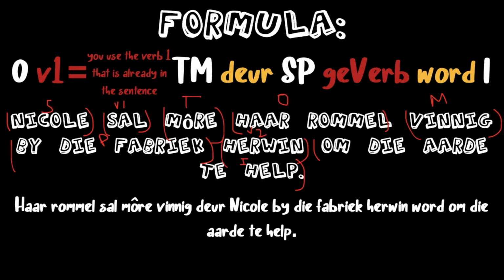And I know sometimes as English speakers or any other language speakers, it's not always easy to identify that there is a mistake. But as an Afrikaans person, I can tell you, maybe as an English person or another language speaker, you would also identify that the sentence does not sound complete if the word isn't there. So you cannot say, haar rommel sal môre vinnig deur Nicole by die fabriek herwin om die aarde te help. It doesn't make any sense. The sentence is incomplete. You need the word there. Okay, says it's going to happen.